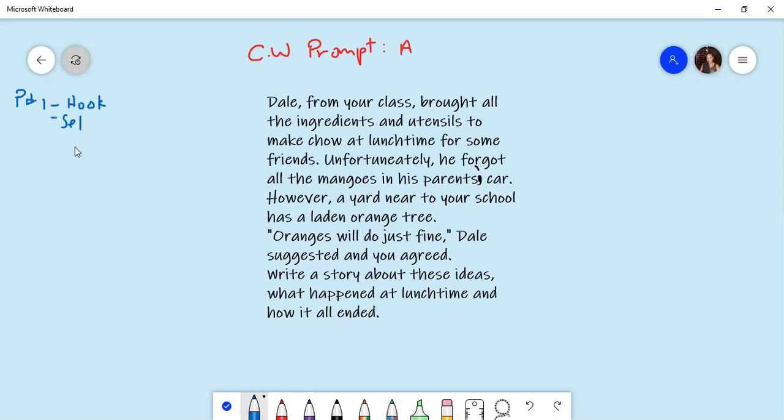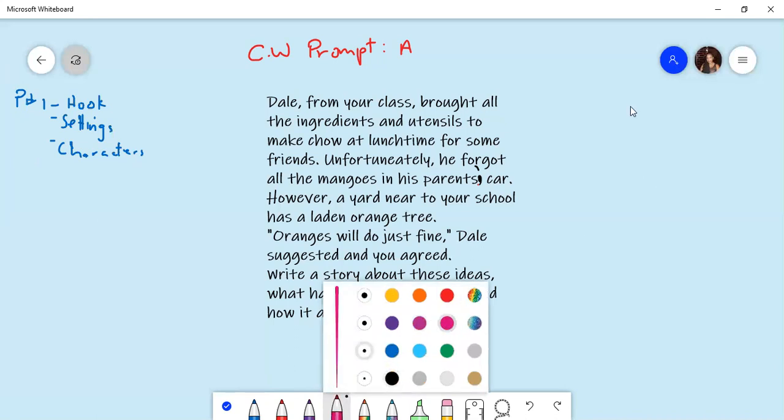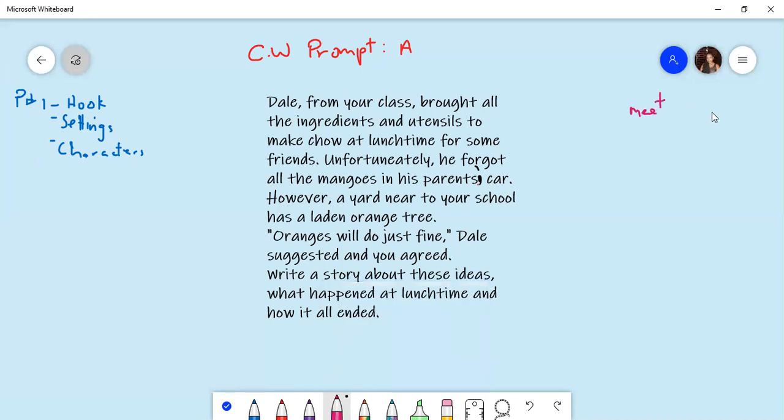Some sort of ways to describe our setting. We need to talk about our characters. All right. So let me give you some ideas we could look at. We need to describe the meeting up with Dale at the beginning of school, and the discovery that the mangoes for the chow are missing. Right. So I'll put that over here. You meet up with Dale. Oh no. Mangoes missing.